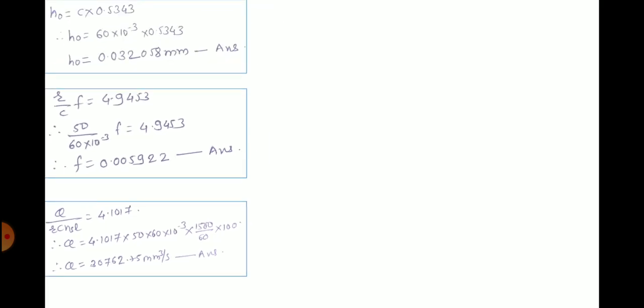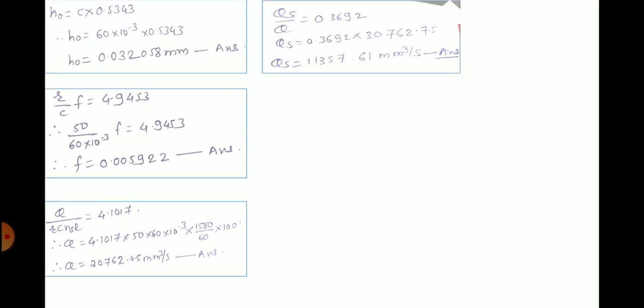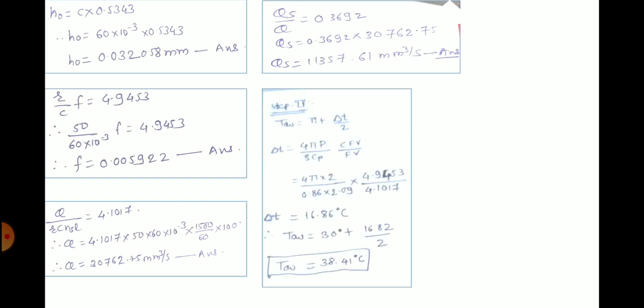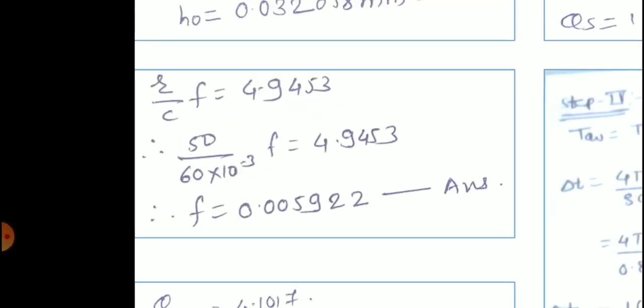Okay. Next, now QS upon Q. So QS is equal to, now Q is known to us, so Q side leakage is equal to 0.3692 into 30762.75. The corresponding QS is 11357.61.